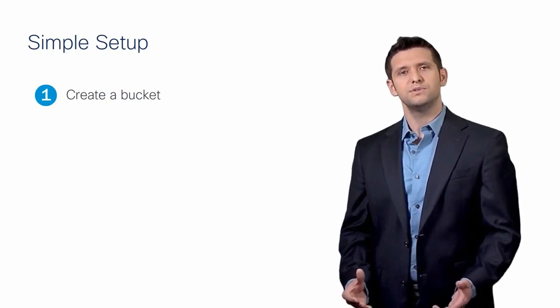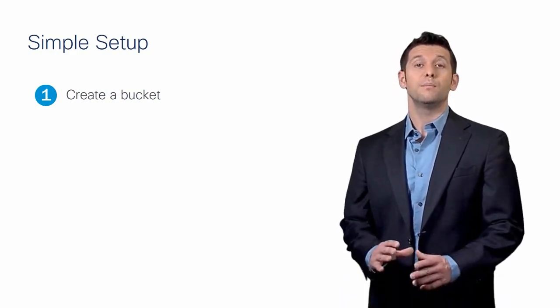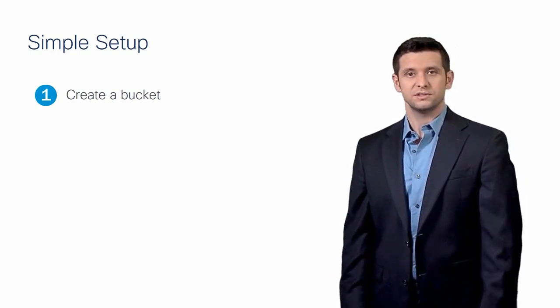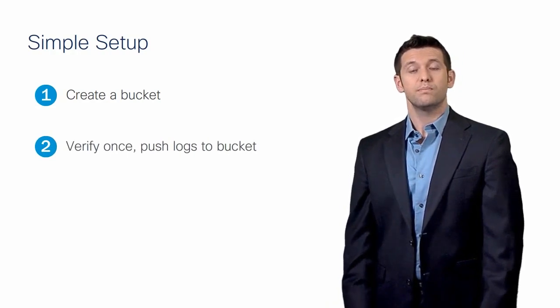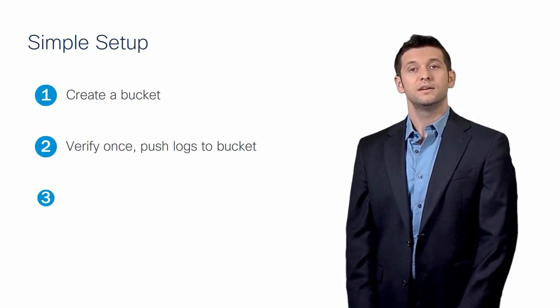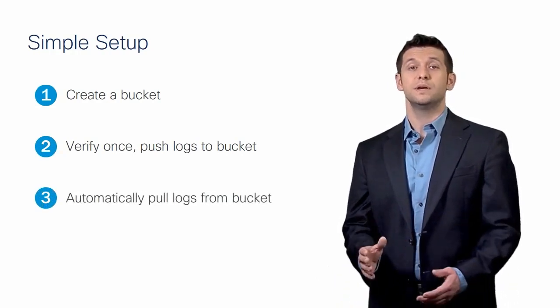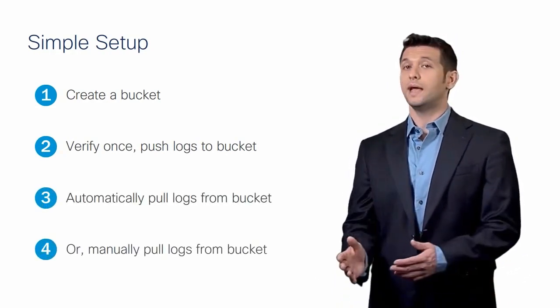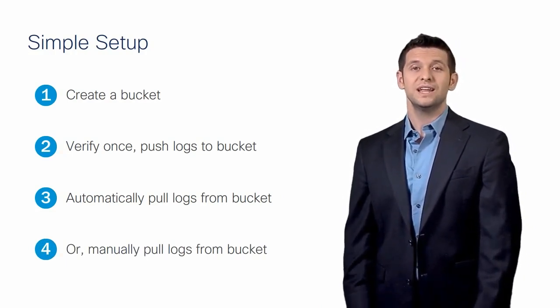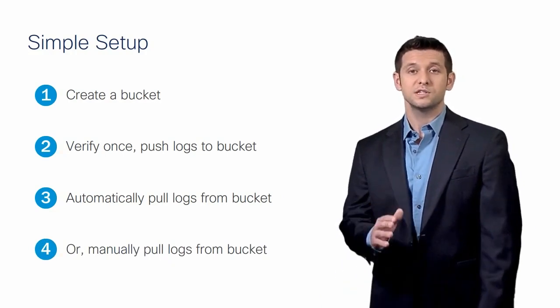Customers will be responsible for purchasing their own Amazon S3 instance. Once they have it, the first step is to create a new bucket, which is a container for objects stored in Amazon S3. In the Umbrella dashboard, they'll enter the name of their S3 bucket and then verify the connection. After that, they'll be able to start pushing DNS logs from Umbrella to Amazon S3. From there, customers can set up integration with a SIEM to either automatically or manually pull logs from the bucket. More details can be found in our product documentation and in a knowledge base article on our product support page.